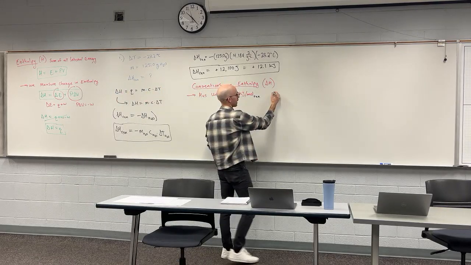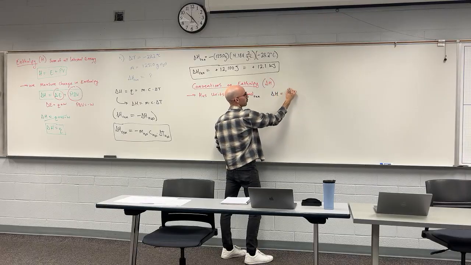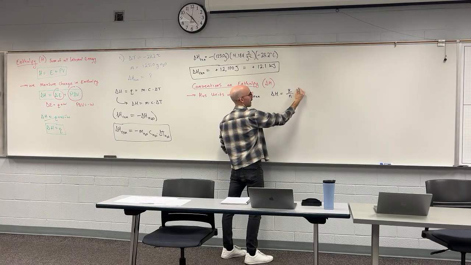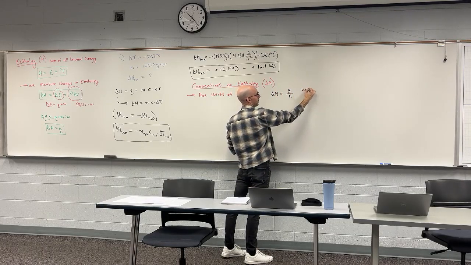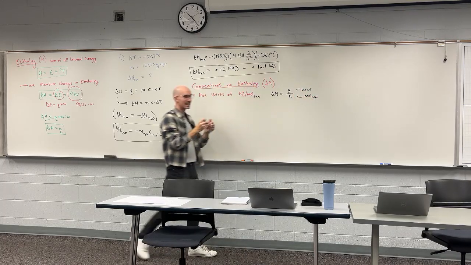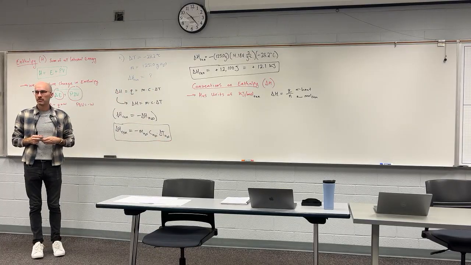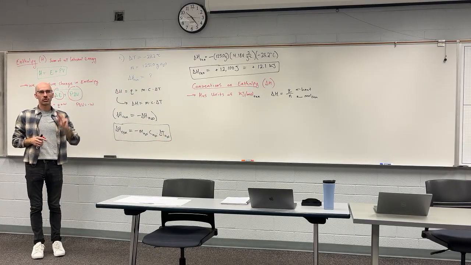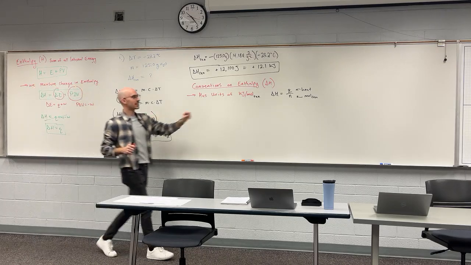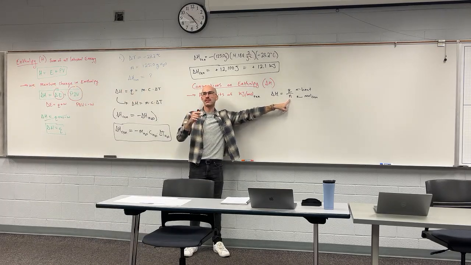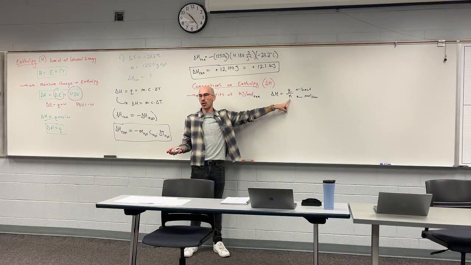That is to say, delta H is equal to Q divided by n. The heat divided by the moles of a reaction. How many times is a reaction happening? One reaction, two reactions, 6.022 times 10 to the 23rd reactions, 1 mole's worth of reactions happening.